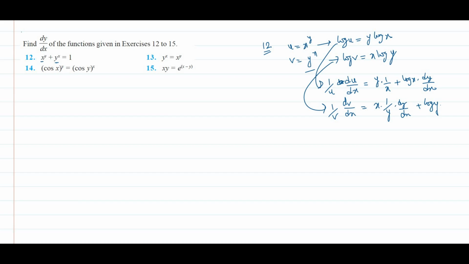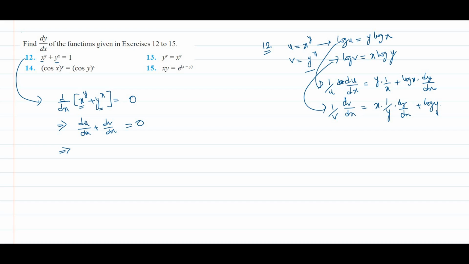Now my point is, I want to differentiate this. So let me differentiate this both sides with respect to x. That gives me d by dx of x to the power y plus y to the power x is equal to d by dx of 1, that is equal to 0. Hence I get this as du by dx plus dv by dx, because this I had assumed to be u and this I had assumed to be v, that is equal to 0.